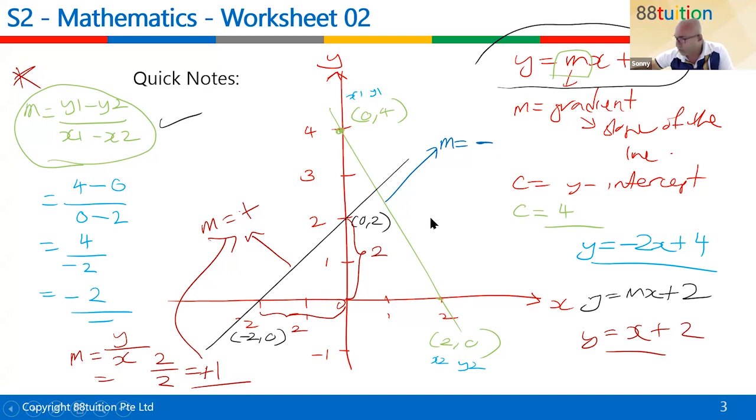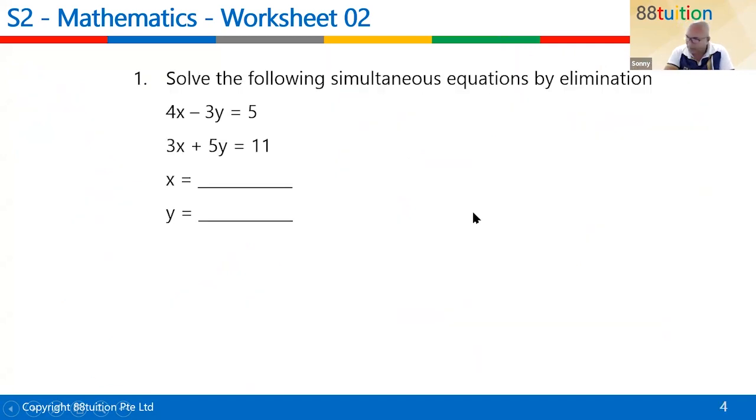Okay, let's move on. Okay, today's lesson: simultaneous equations by elimination method and substitution method.